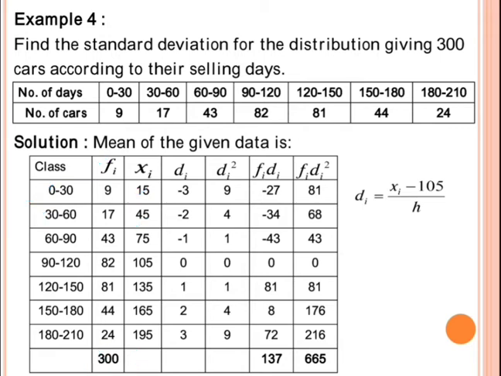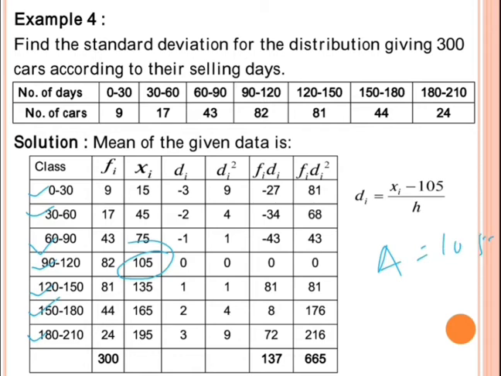Now next we will need di. How will we find di? The formula for di is xi minus a upon h, where a is the assumed mean. Now how will you find a? It is the middle value of xi. See how many values are there? 1, 2, 3, 4, 5, 6 and 7. There are 7 values given to us. So the middle term will be 105. So a will be taken as 105.